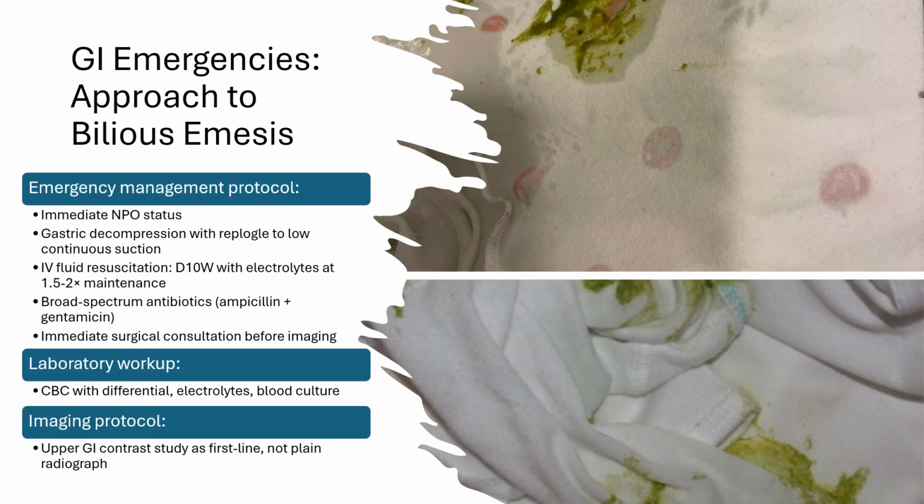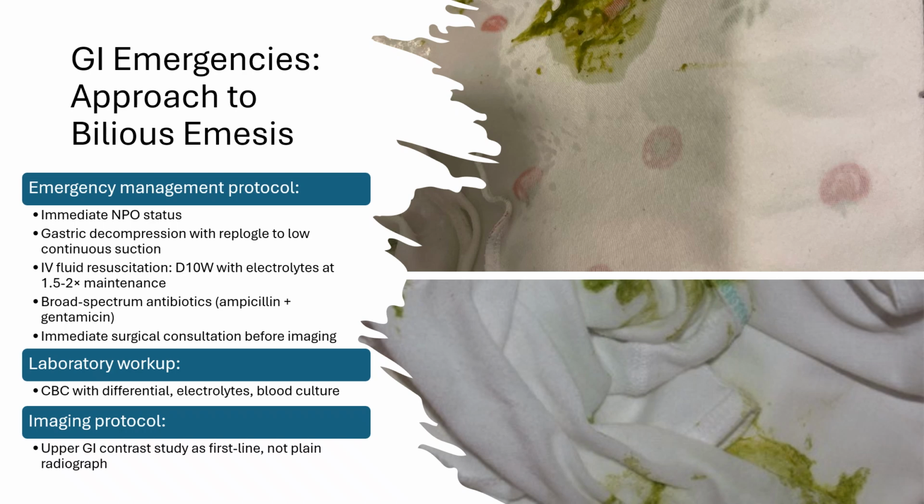When you encounter bilious emesis, you're dealing with a true emergency that requires immediate, systematic intervention. Understanding the rationale behind each step is essential for effective management. First, establish NPO status immediately. This isn't simply about preventing aspiration. When obstruction is present, continued feeding worsens distension and increases perforation risk. Every minute matters when bowel viability is threatened.